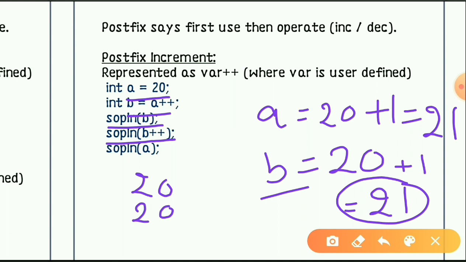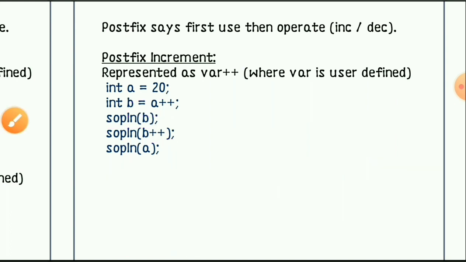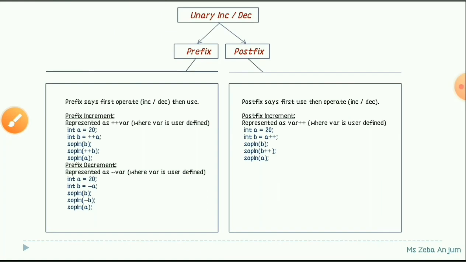Now afterwards we are using SOPLN A. Remember, the value of A is 21 over here, so we will be getting this kind of output for such a line of code. Please check your answer with mine. Now let us move towards postfix decrement.